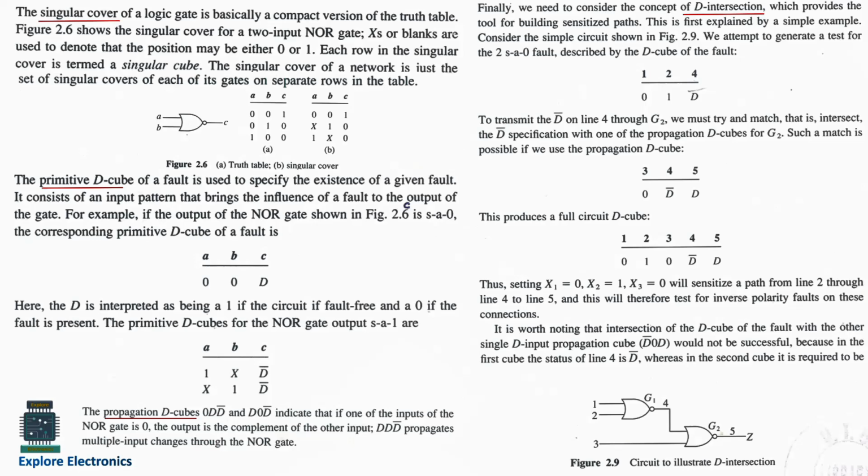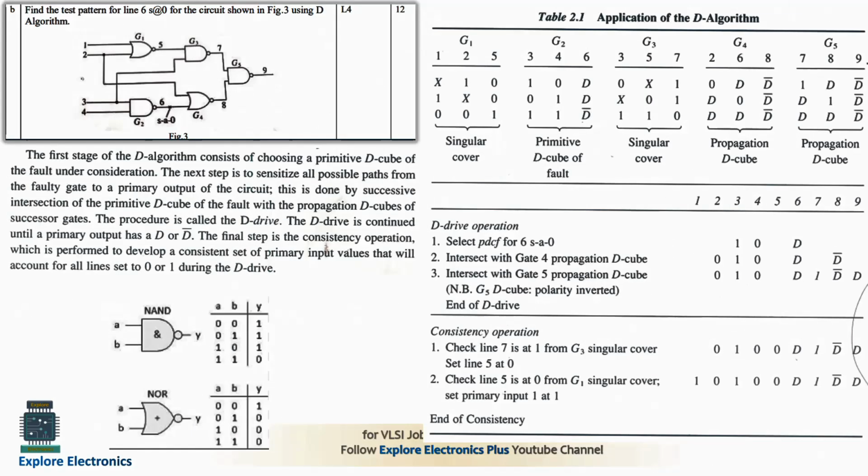So this is about module 4. You need to understand this D algorithm clearly to get the exact test pattern for the stuck value of any particular line. If you make any small mistake while taking the values, the final test pattern will be wrong. So carefully write these values for the singular cover, primitive D cube as well as propagation D cube, so that you will get the exact test pattern.